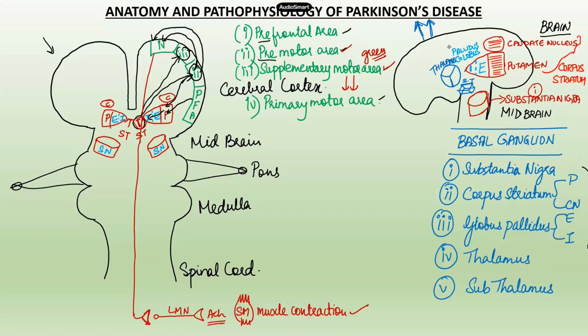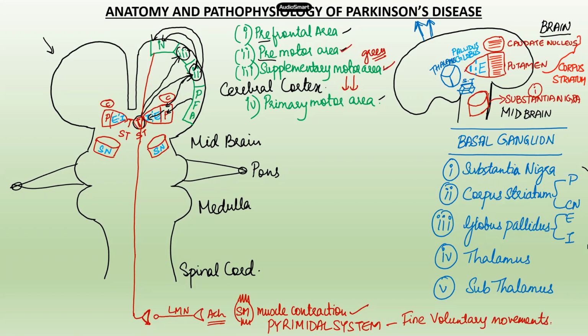Now, this particular concept of physiology that I have just spoken about is referred to as the pyramidal system, right? Now, what is the pyramidal system required to do? The pyramidal system is required for the fine voluntary movements of your body.